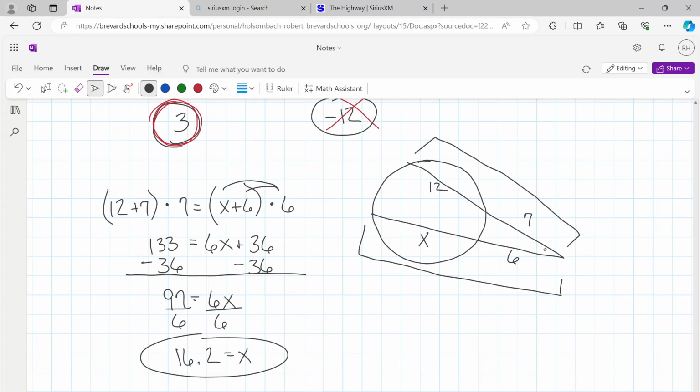All right, so the key here is that it's the entire secant times its outside piece is equal to the other entire secant times its outside piece. And just be careful if you get an x squared in your equation. If you get an x squared in your equation, put everything on one side of the equation, set it equal to 0, and use the quadratic formula to solve for x.